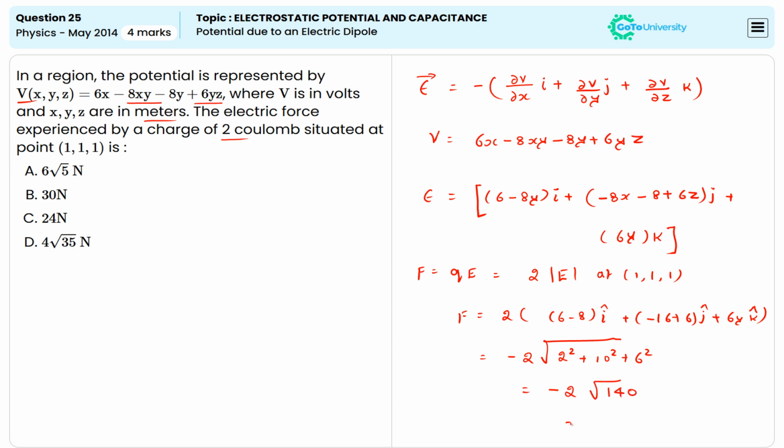Then we can write this as, if I take the number 4, it becomes 2. 4 into 35 is 140, that is 2 into the square root of 4 into 35. Then 4, if I take under the root, it becomes 2, and 2 into 2 becomes 4. 4 times root 35 is the right answer. Then option D, force is equal to 4 root 35 Newton is the right answer.